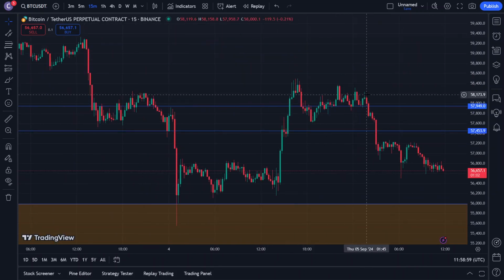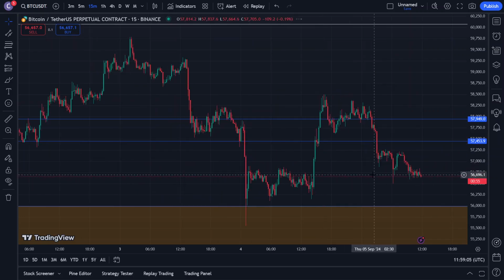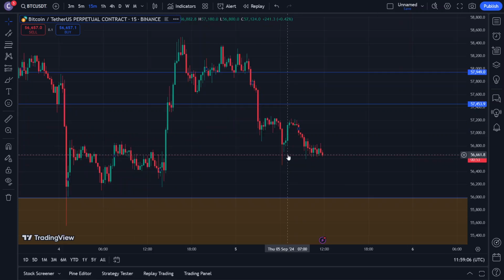So if I'm bearish, then I will open my position hopefully over here. Or if I'm bullish, I will open my position hopefully over here. So before I continue, let me just make some more analysis.